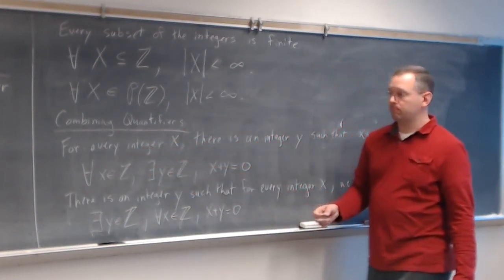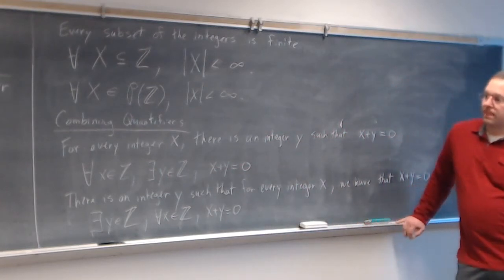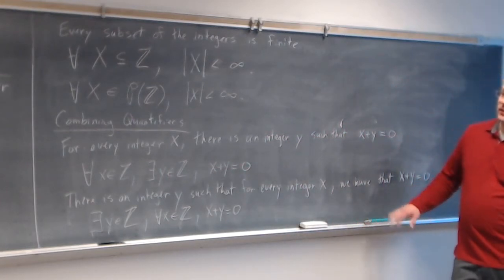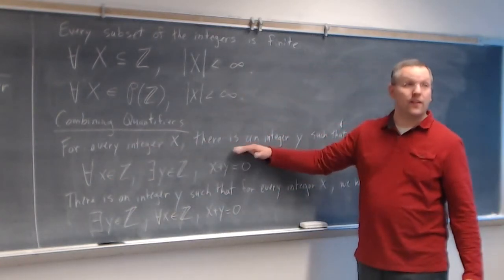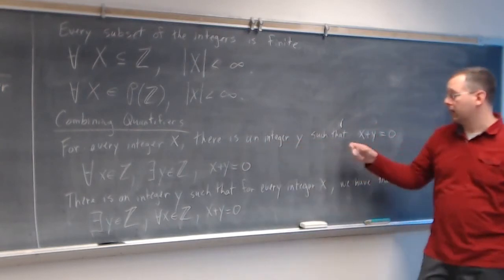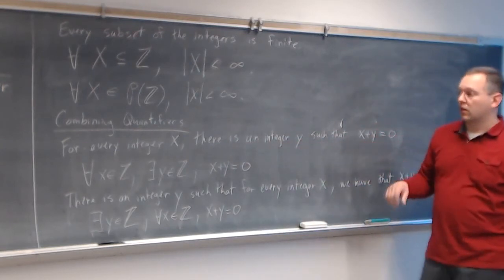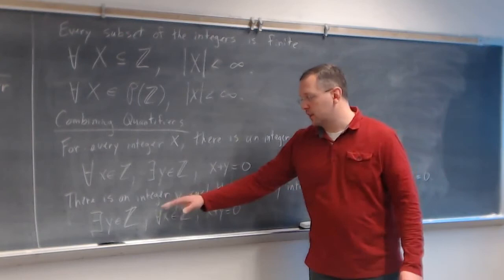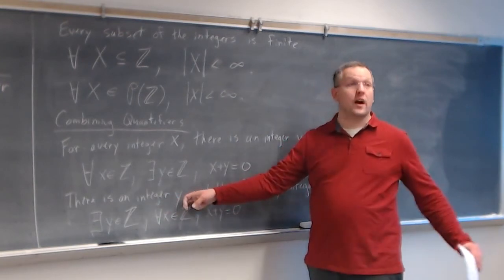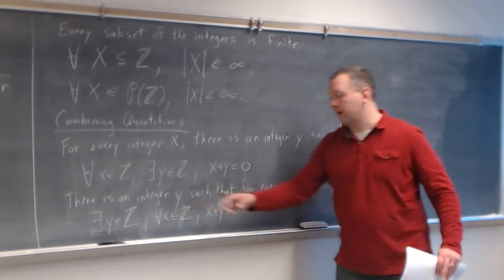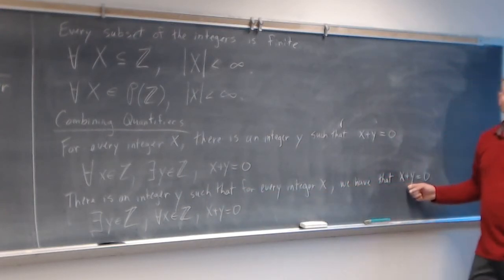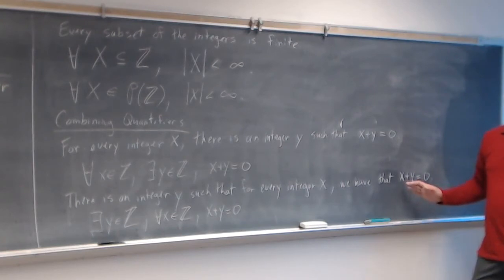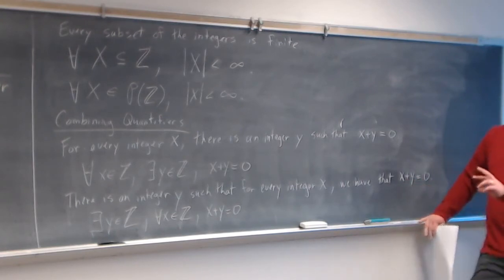For every input, we have exactly one output. For every integer x, there's an integer y to make this sum equal to 0. But this statement says there is an integer y that works all the time. There's an integer y such that you choose any other x and this sum will always equal 0. That's not the case. So it really makes a difference, the order.